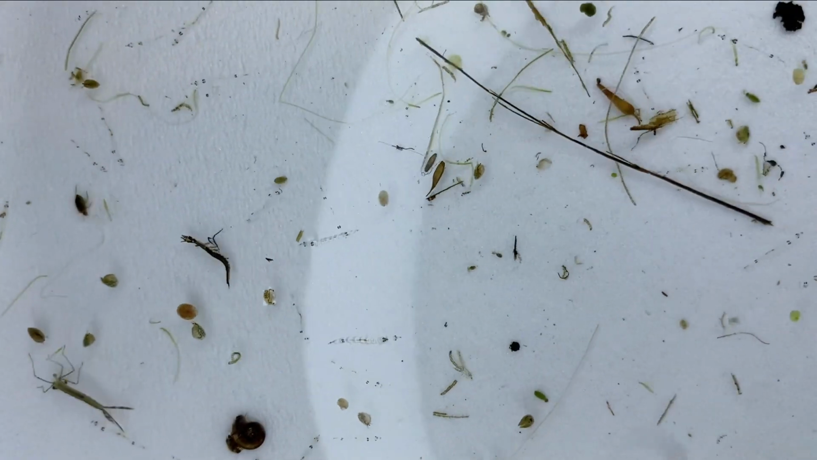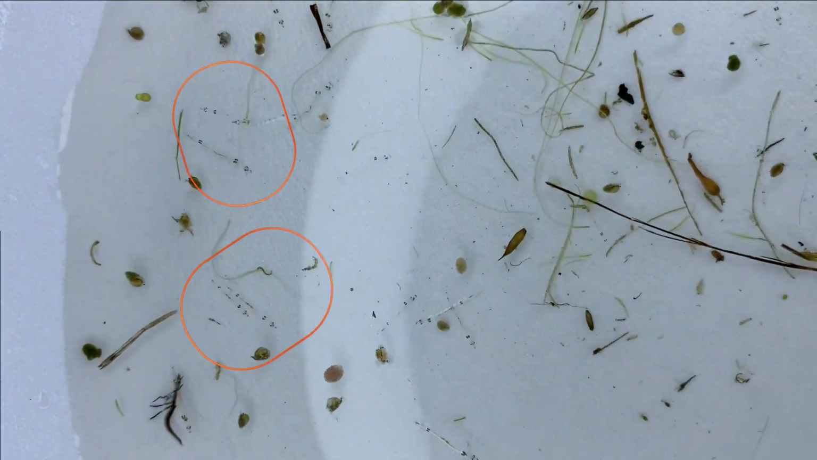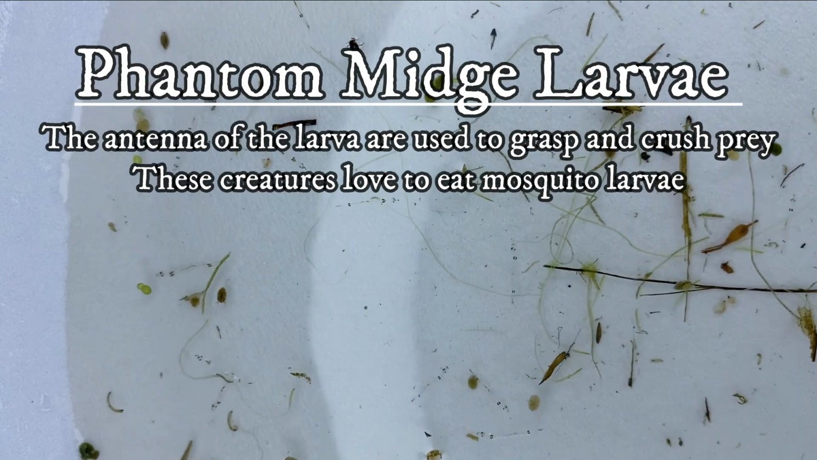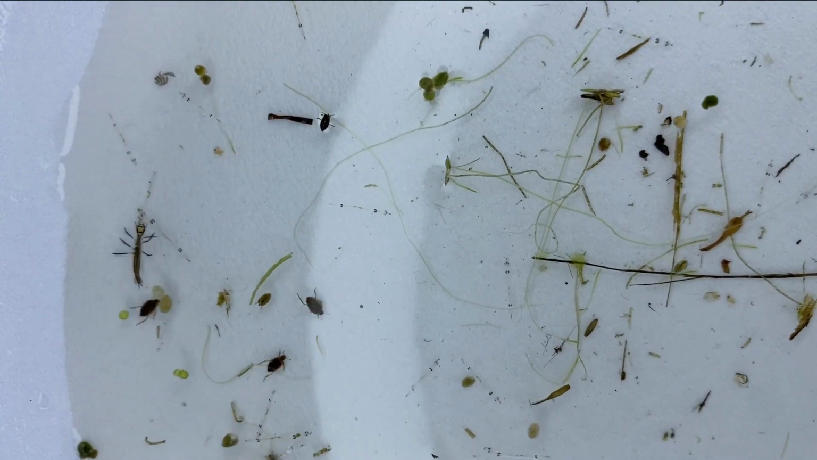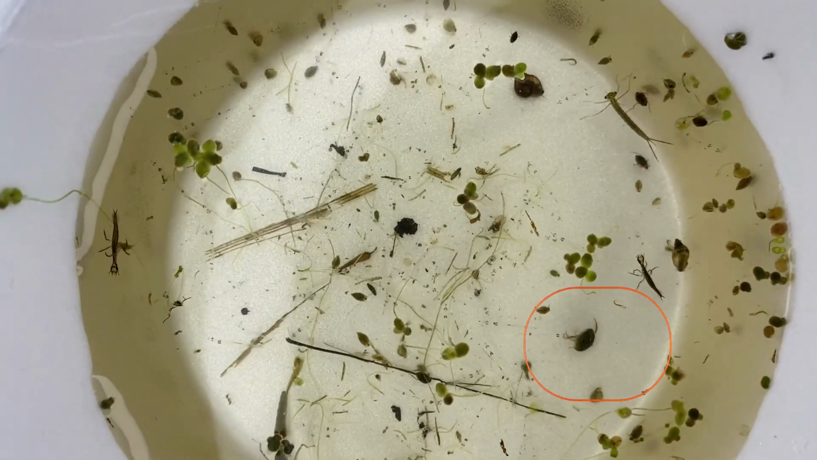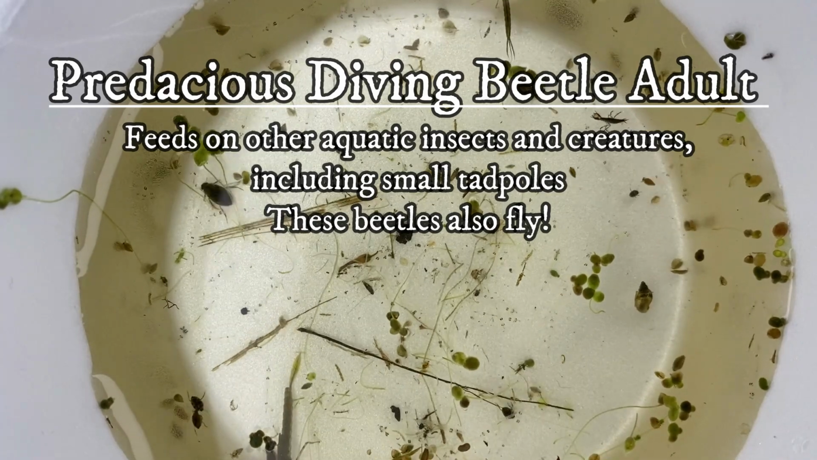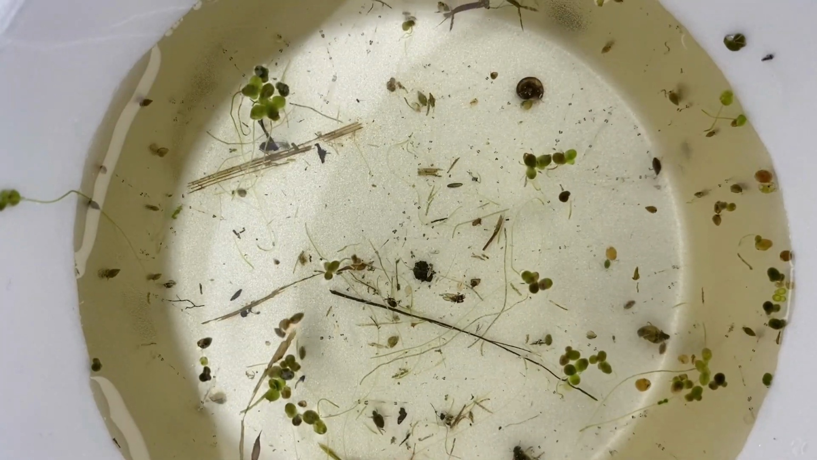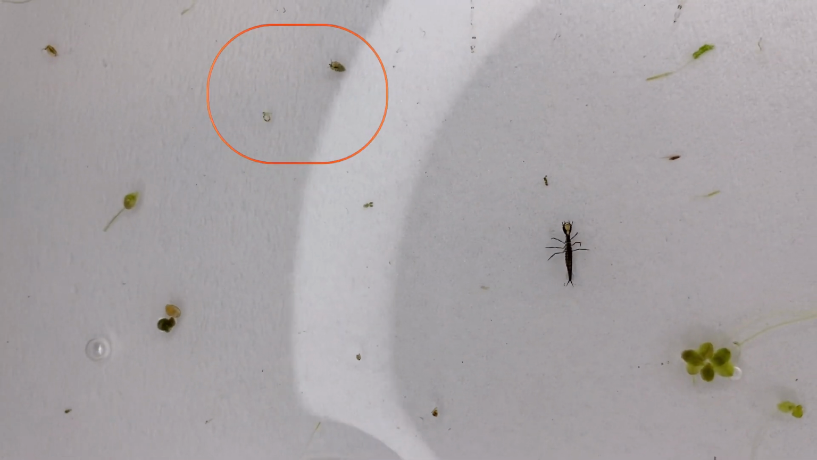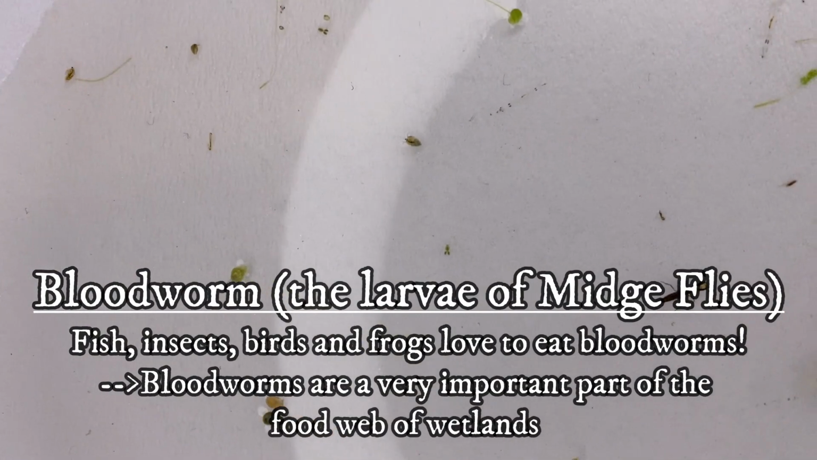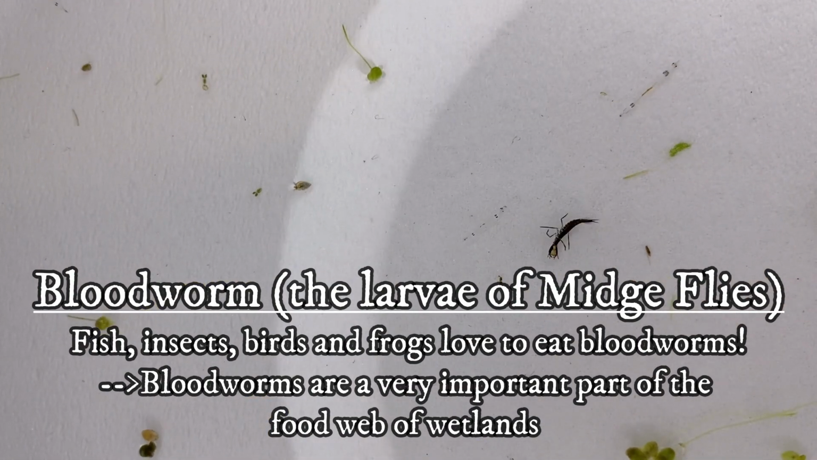If we look really closely, we can see what appears to be translucent sticks floating in the water. Those are actually phantom midge larvae. There we can see a predaceous diving beetle adult. They swim by paddling their oar-like legs, and they eat a variety of aquatic animals. Worming around there is a bloodworm. Usually this worm would spend time moving about in the muck and mud at the bottom of the marsh. They eat algae and tiny plants.